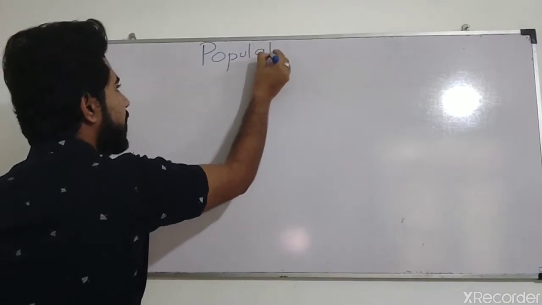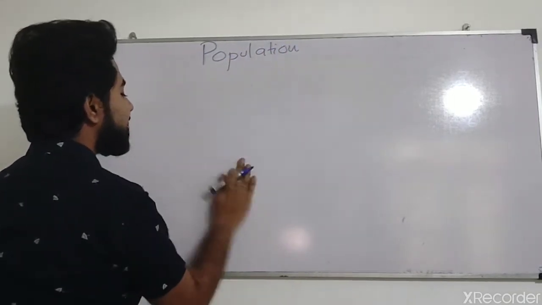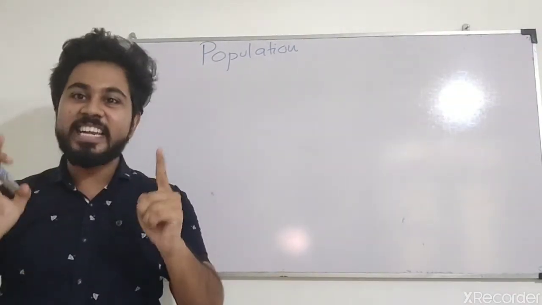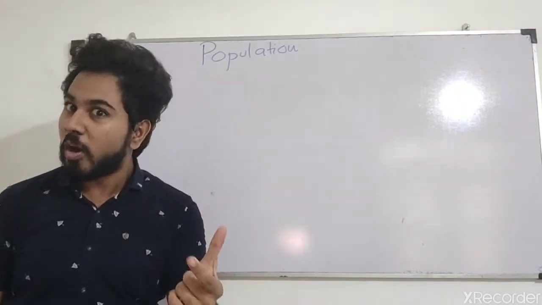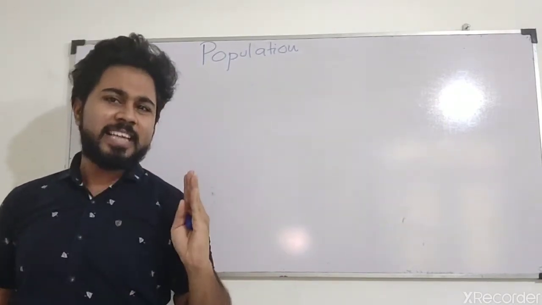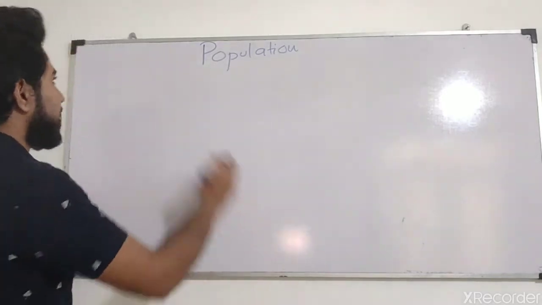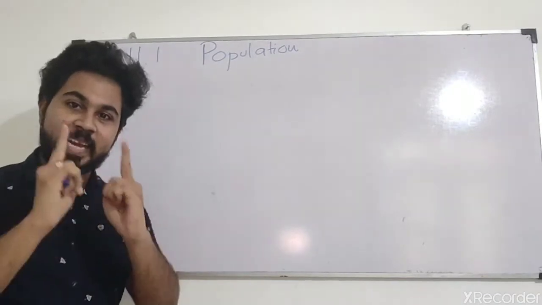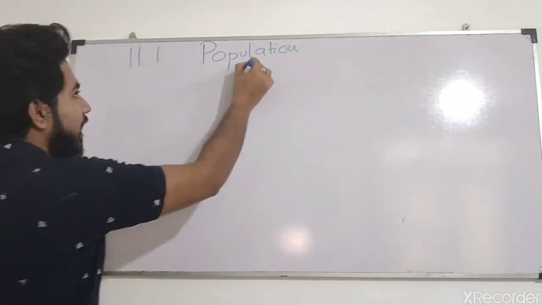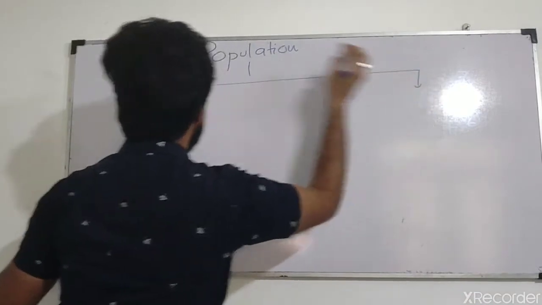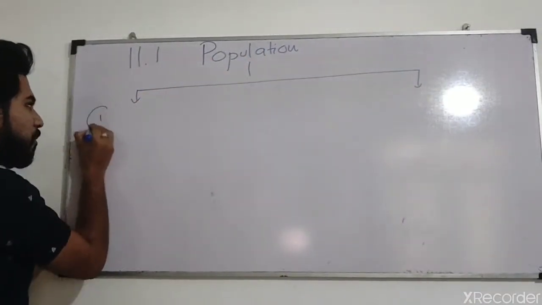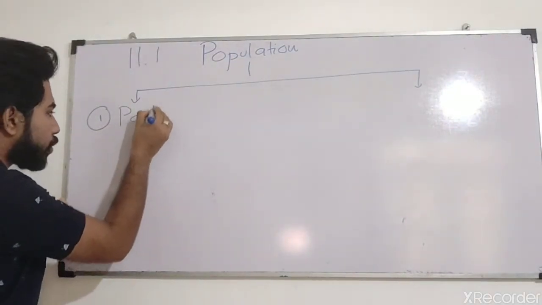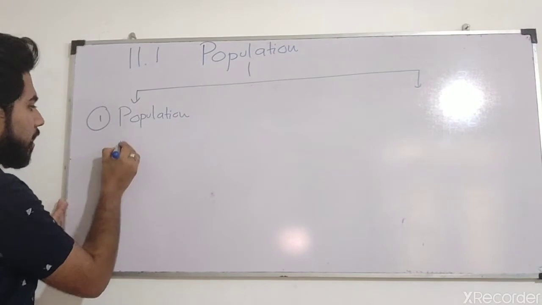Firstly, we should know about the lesson map. Before starting every lesson, we should have a clear understanding regarding the flow of the lesson. So let's move to the lesson map. This is 11.1, the first part of the 11th lesson in the A-level economics syllabus. This can be divided into several parts. Number one, we are going to discuss the population introduction part.